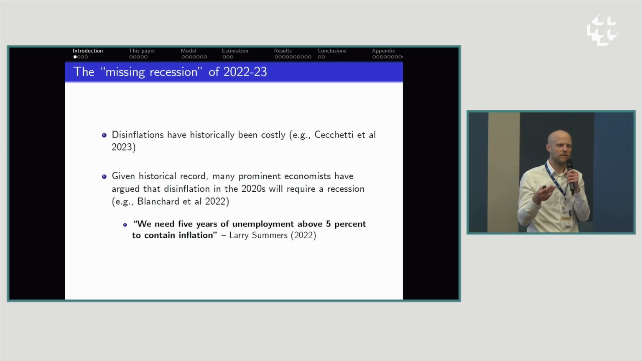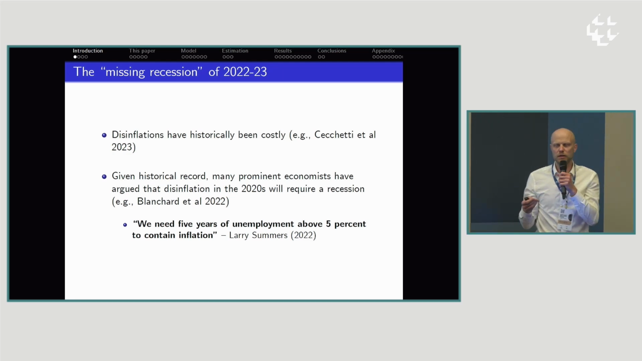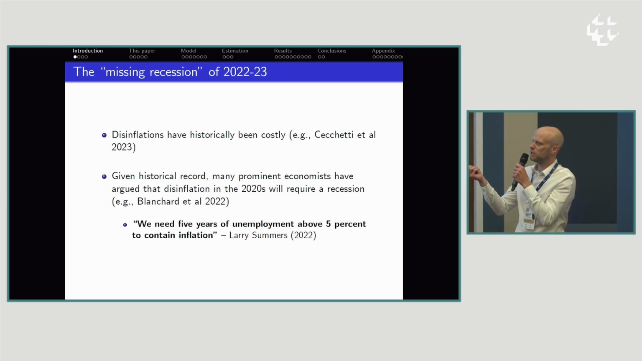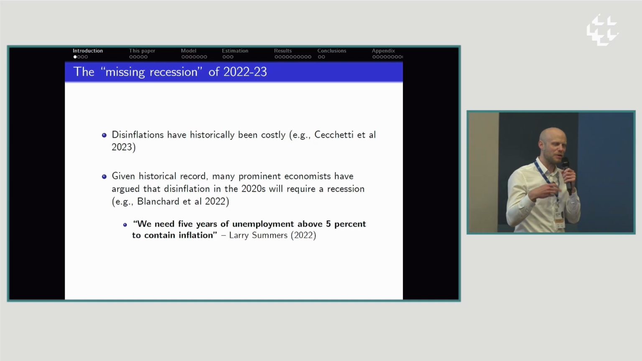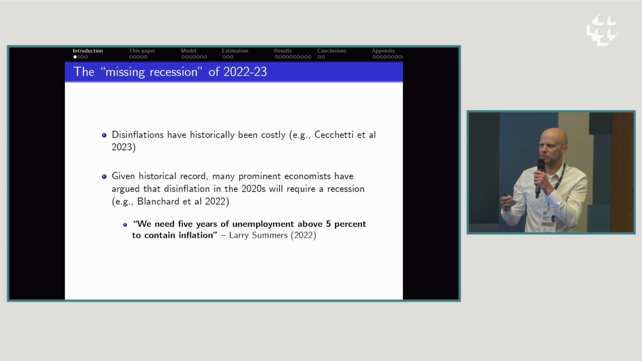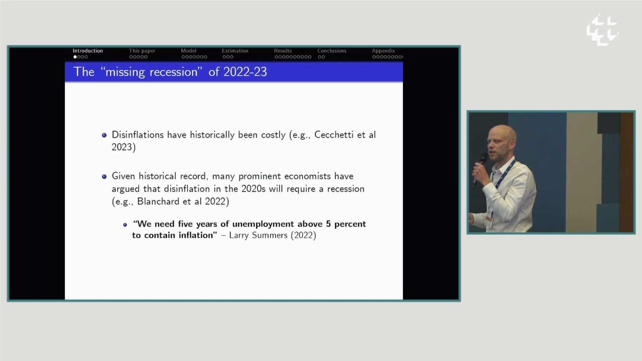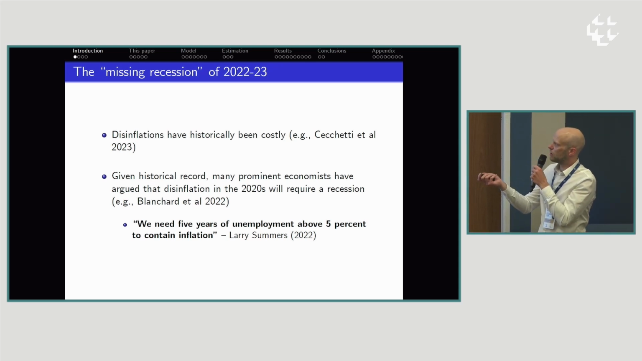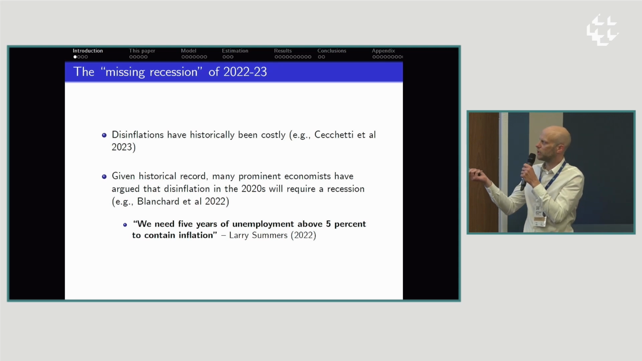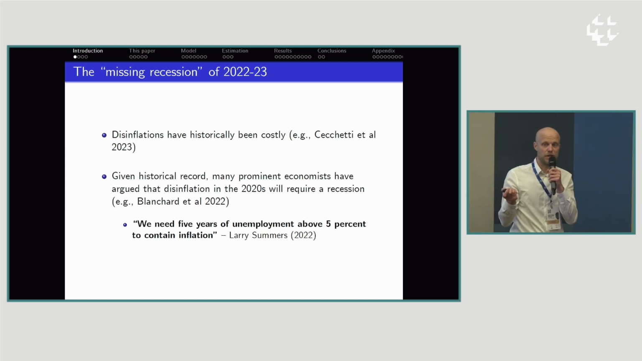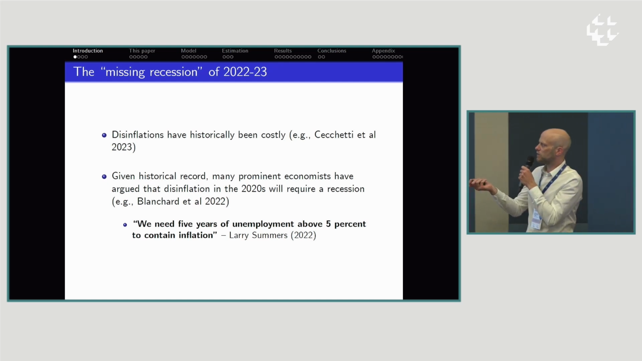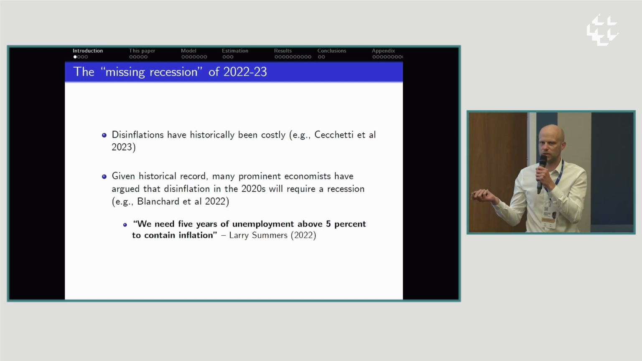Historically, as you all know, disinflations have been very costly, both in the US and elsewhere. Cecchetti and co-authors have a recent paper going through all of the major disinflations across countries over time, showing that they usually are associated with pretty big recessions. So given this historical record, many prominent economists argue that disinflation in the 2020s would also require a recession, and prominently Larry Summers said we need 5 years of unemployment above 5% to contain inflation.